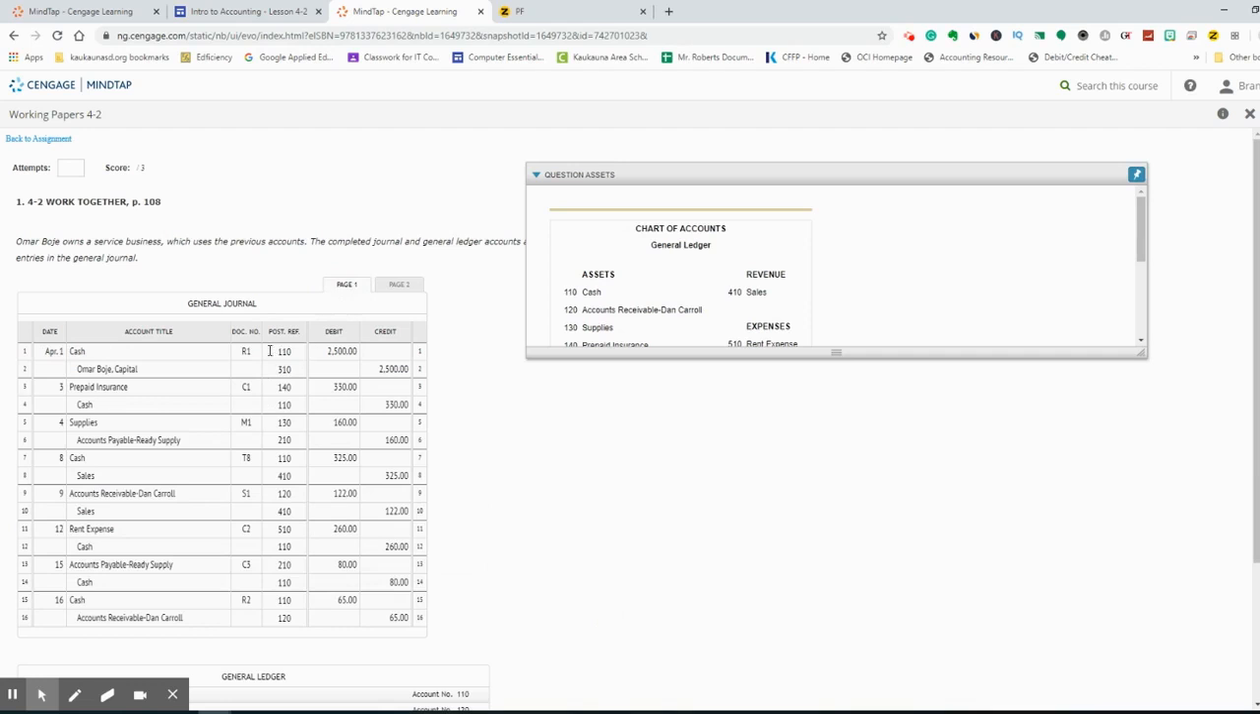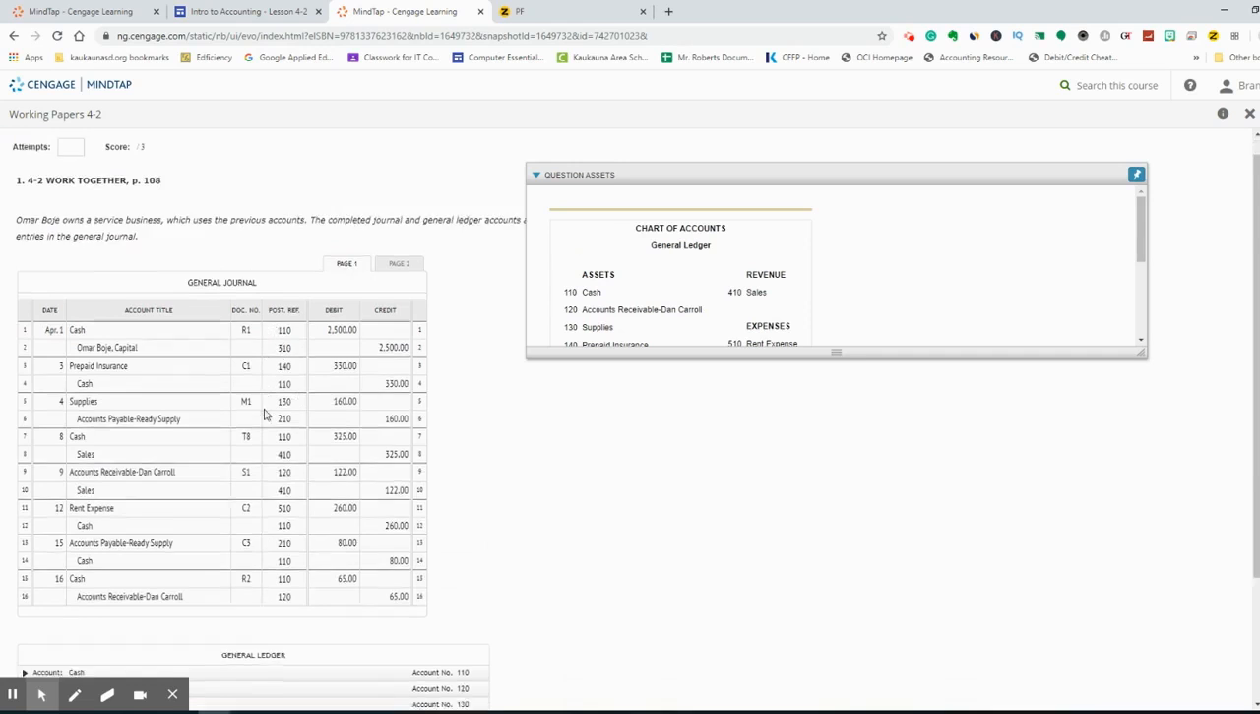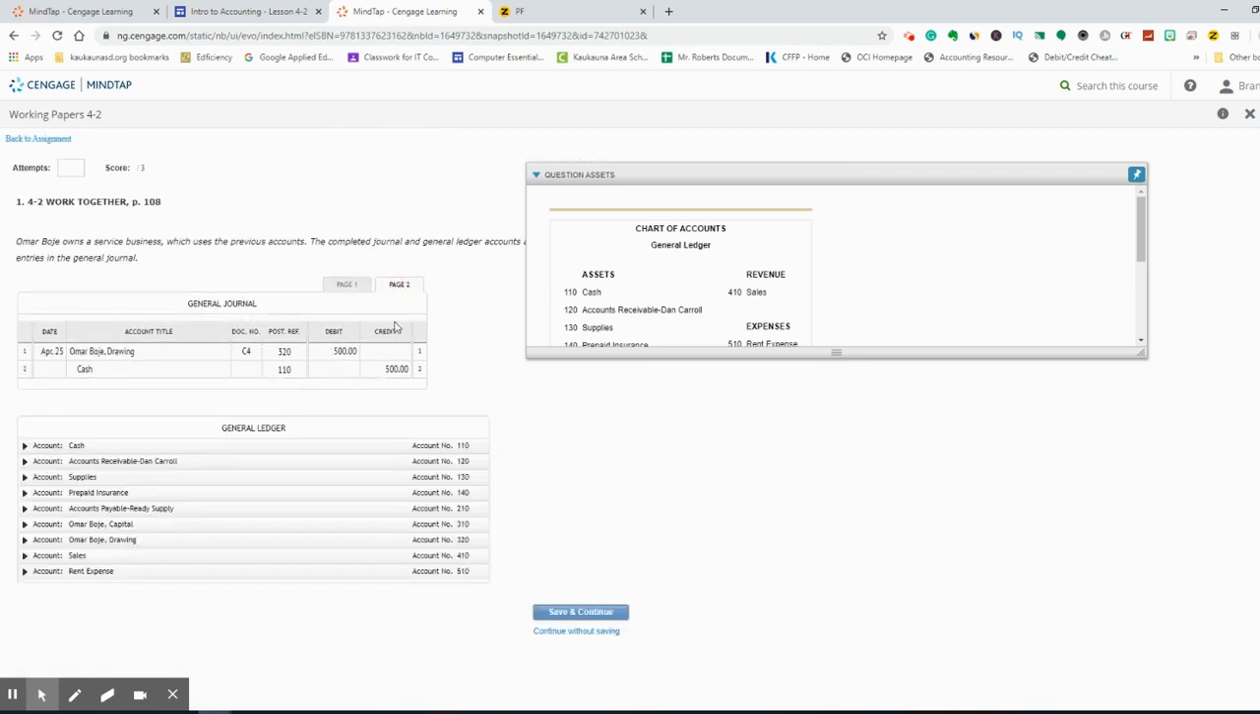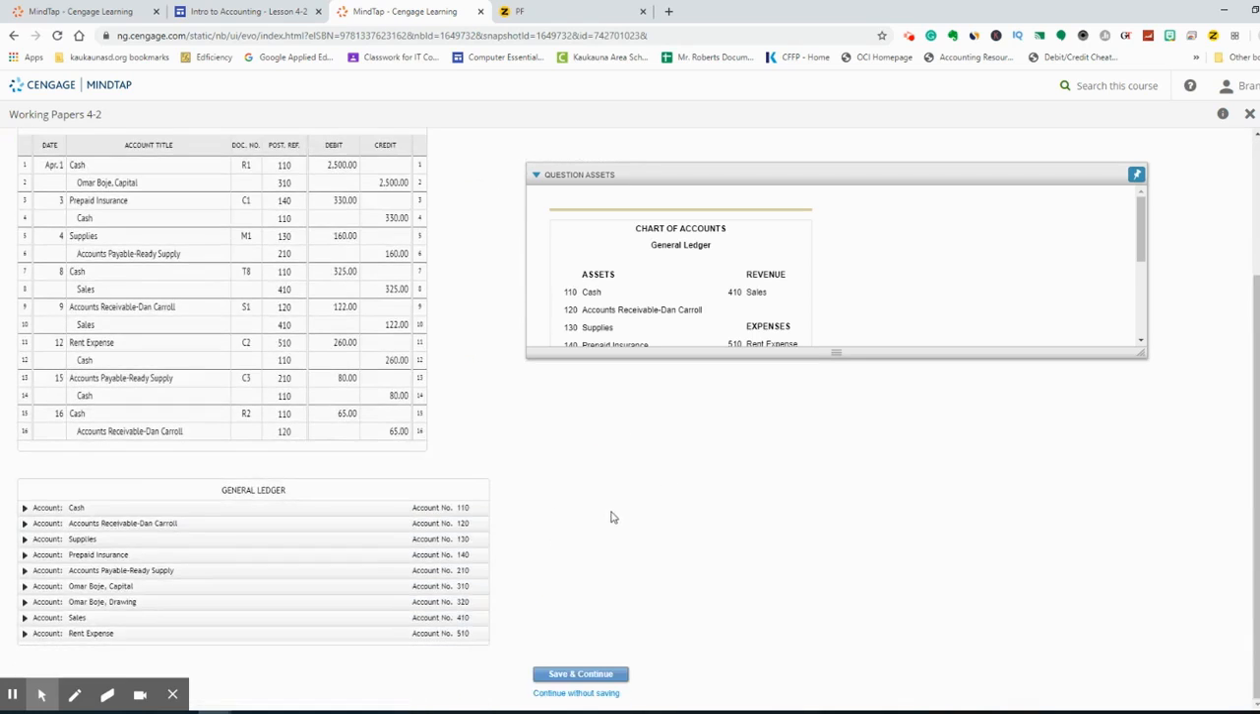And we'll just go back to the page, and you can see that this is what it's going to look like when you're all completed, right? You can see all the post references. That's giving me indication that I have posted all of these. So let's save and continue.